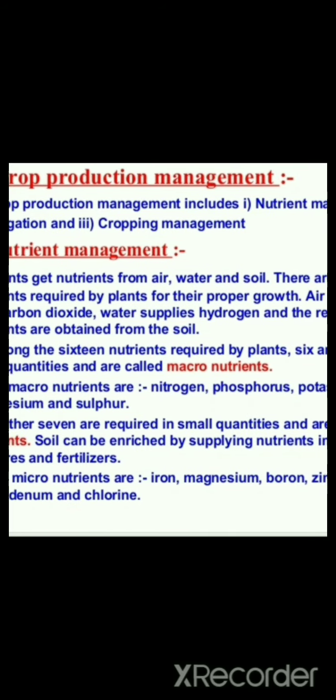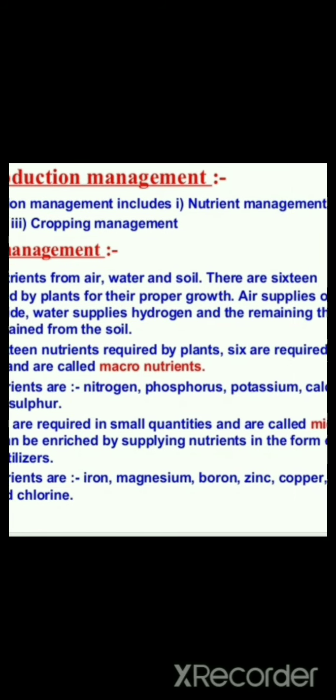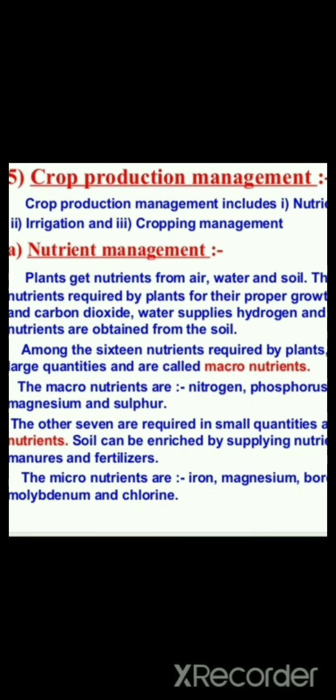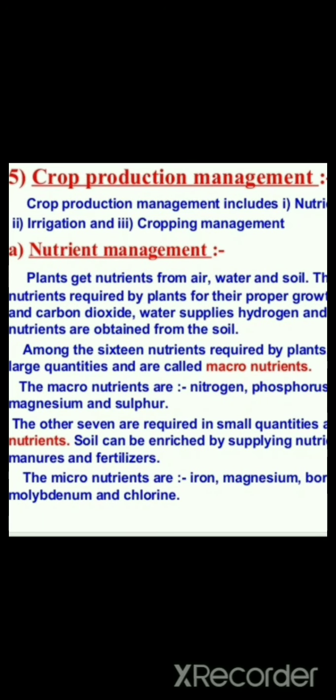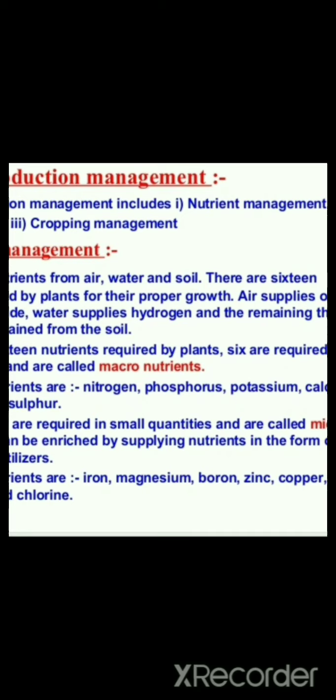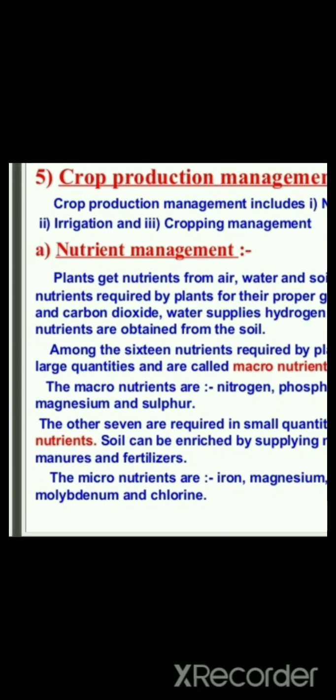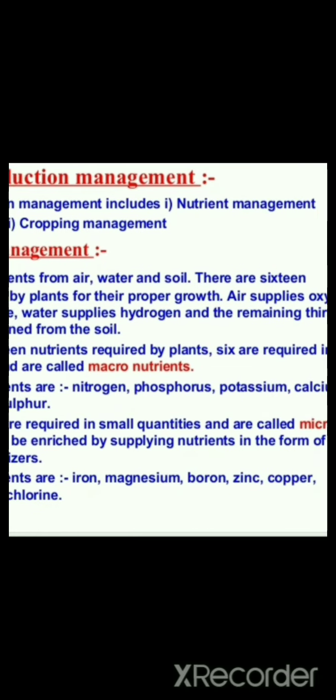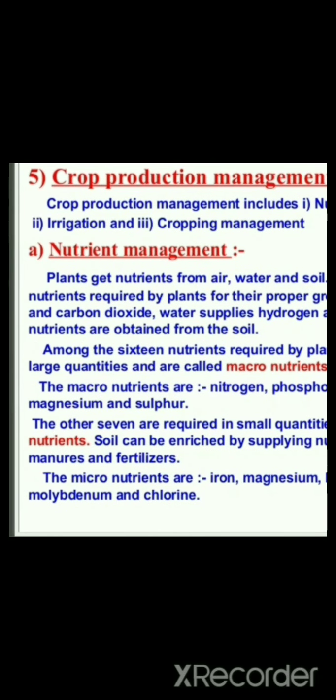And among the 16 nutrients required by the plant, 6 are required in large quantities, called macronutrients. The macronutrients are nitrogen, phosphorus, potassium, calcium, magnesium, and sulfur. 7 are required in small quantities, called micronutrients. And soil can be enriched by supplying nutrients in the form of manures and fertilizers.